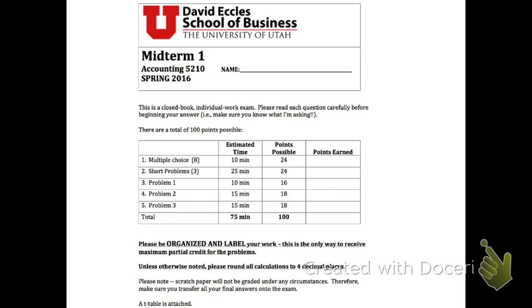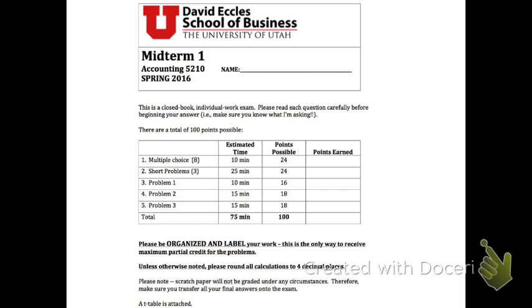Here is the front page of the exam, and this is exactly what you'll see when you come in to take the exam. You have 8 multiple choice questions, which are typically just conceptual in nature. You might have a few minor calculations in there. So 8 multiple choice questions, 3 short problems.